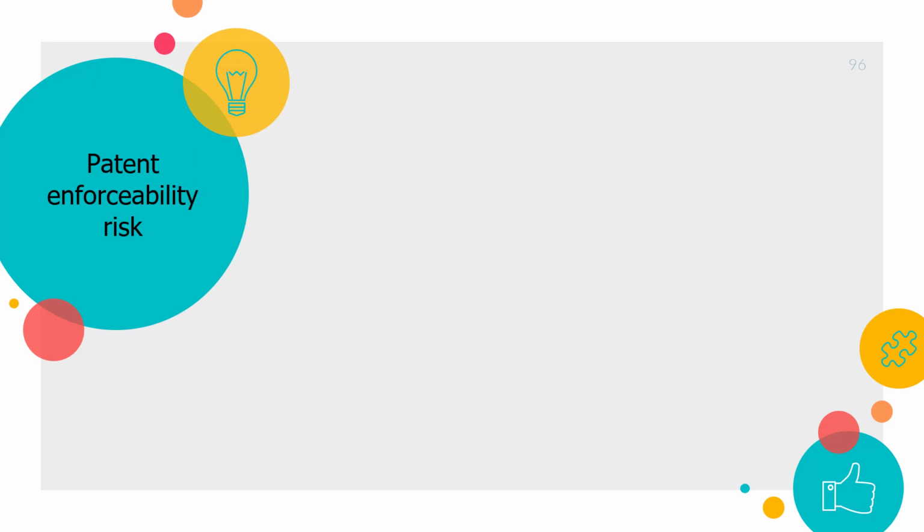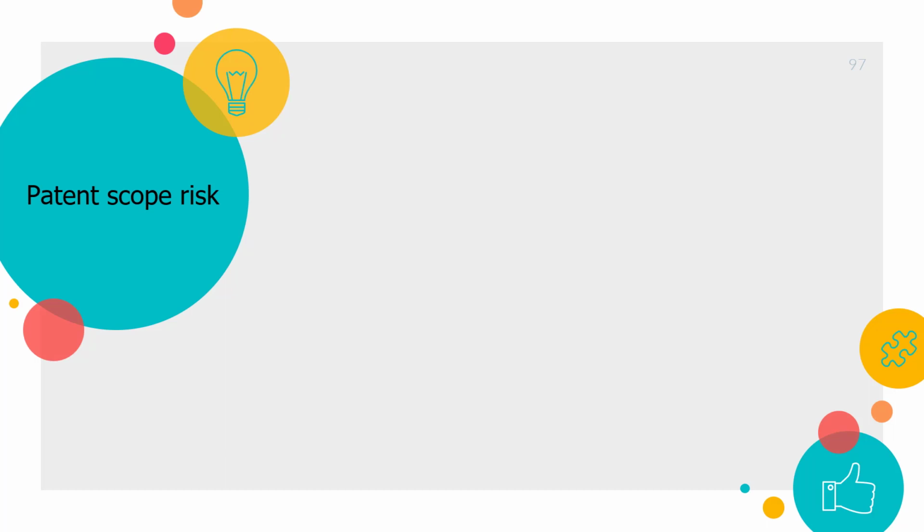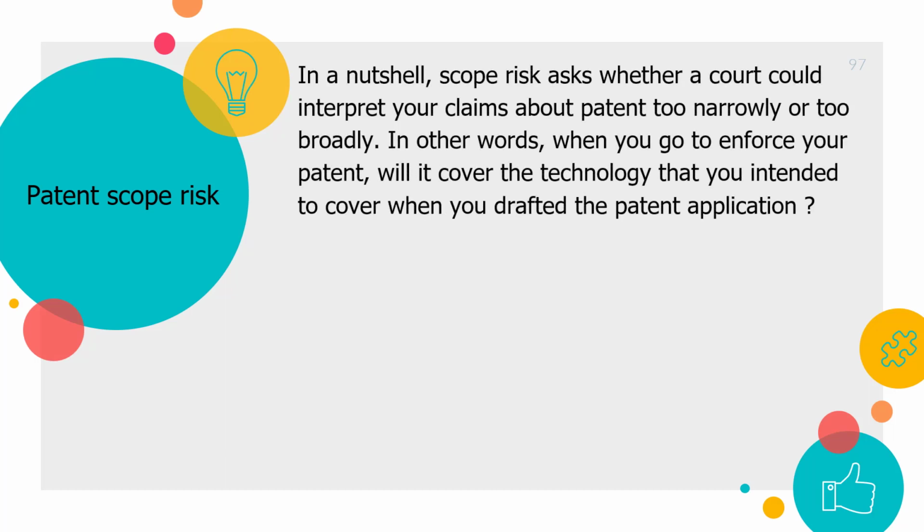Patent enforceability risk, which is a risk that a weakness during patent prosecution leads to the patent being unenforceable. Patent scope risk, which is, in a nutshell, scope risk asks whether a court could interpret your claims about the patent too narrowly or too broadly. In other words, when you go to enforce your patent, will it cover the technology that you intended to cover when you drafted the patent application?